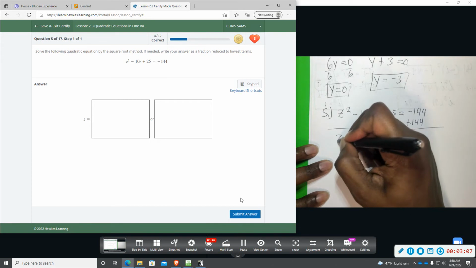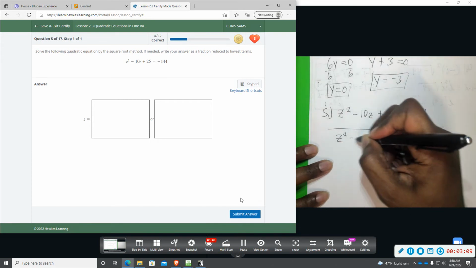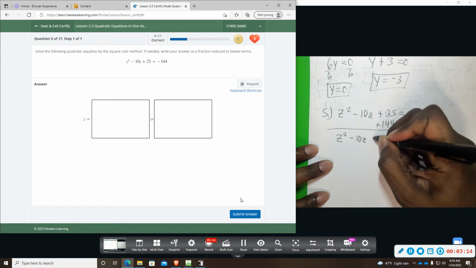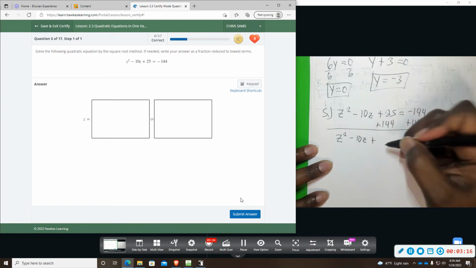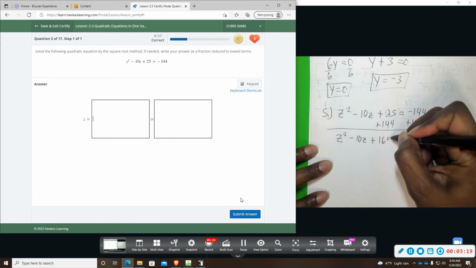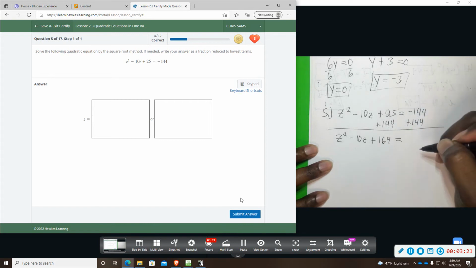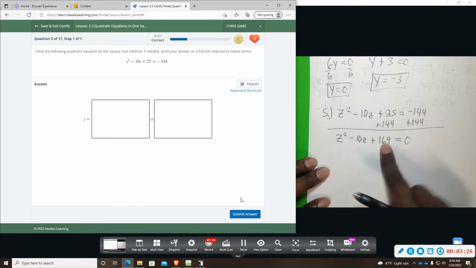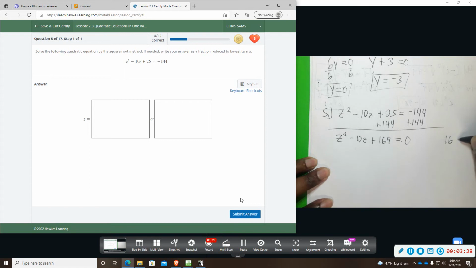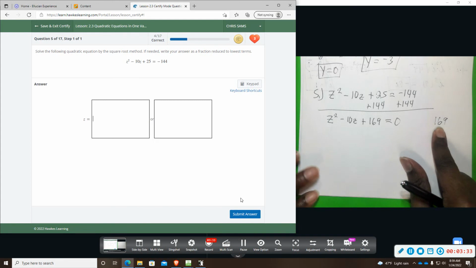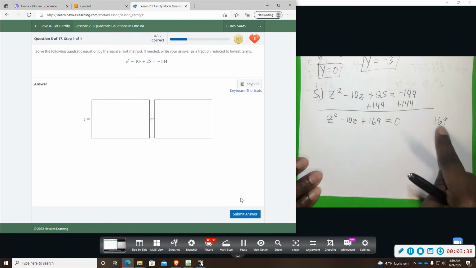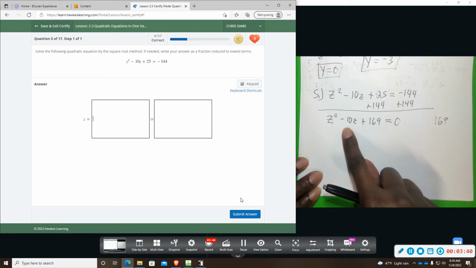And that's going to give us z squared minus 10z, and then when we add these two together, plus 169 equals 0. Alright, same process. First number, last number, 169. We're going to list the factors of 169. We are looking for 2 numbers that add to give us 10. I'm going to take factors of 169, add them, and get 10.